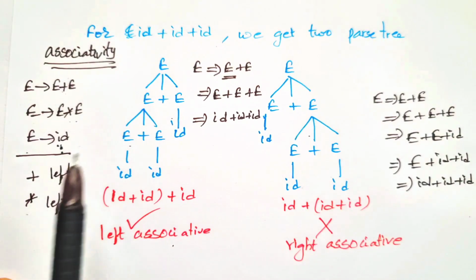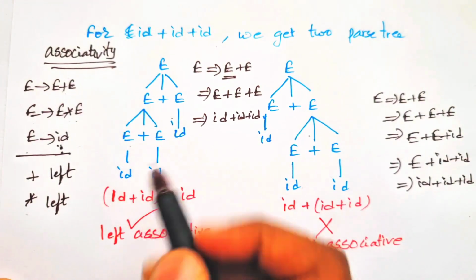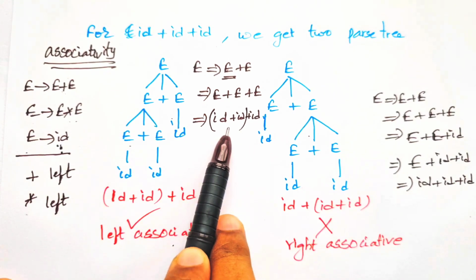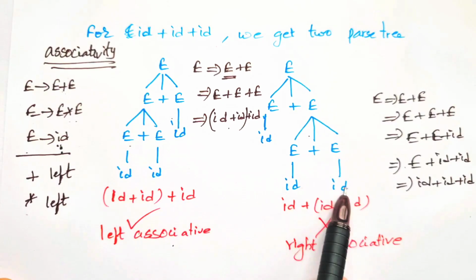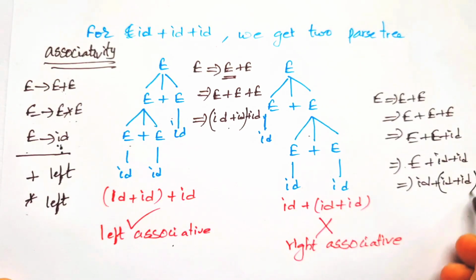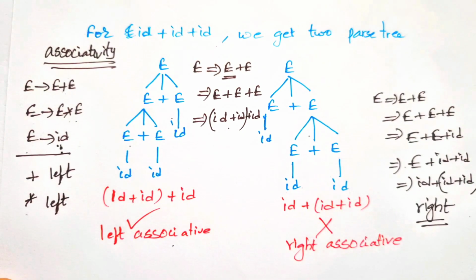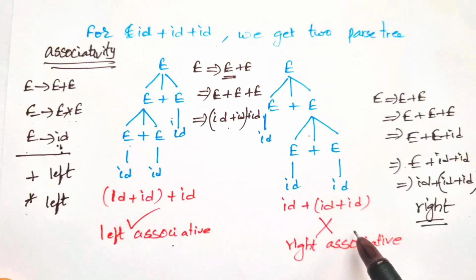Previously I told you, whatever the operator is at the lower level, that operation is performed first. See here, this id plus id is performed first in this parse tree. Means the leftmost is performed first. Means plus is left associated here. Come here, E plus E, id plus E: the last two ids are performed first. Means here plus is right associated. But what is the rule? Plus must be left associative. Means this parse tree is correct and this parse tree is not correct.